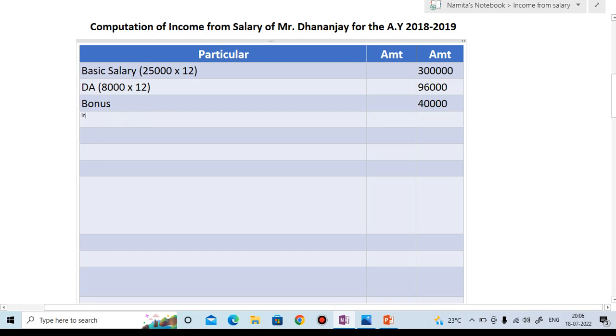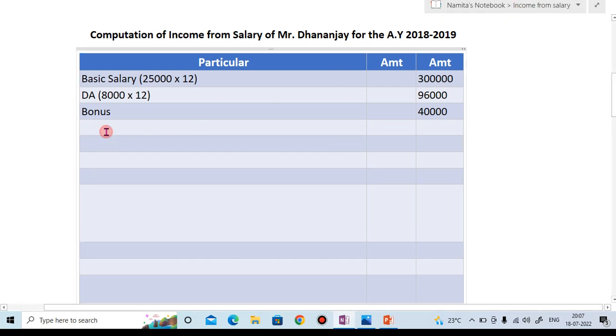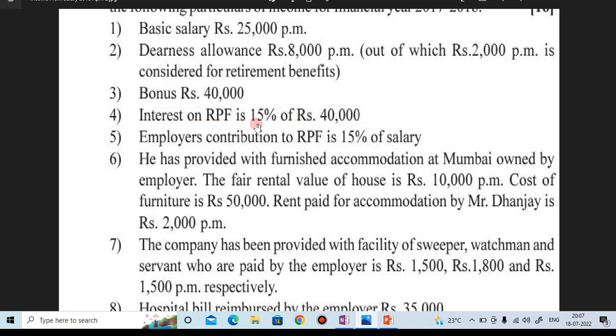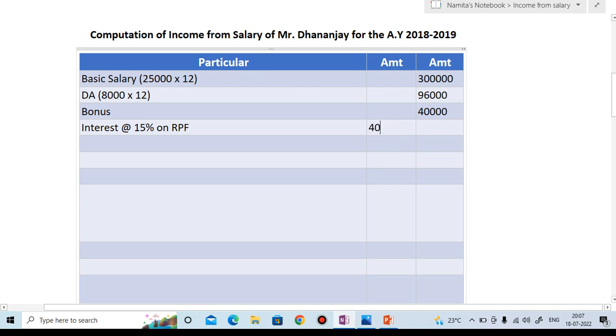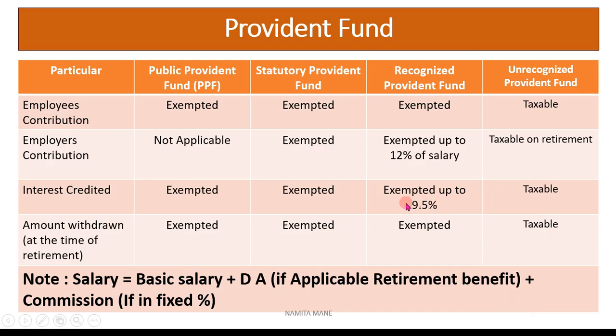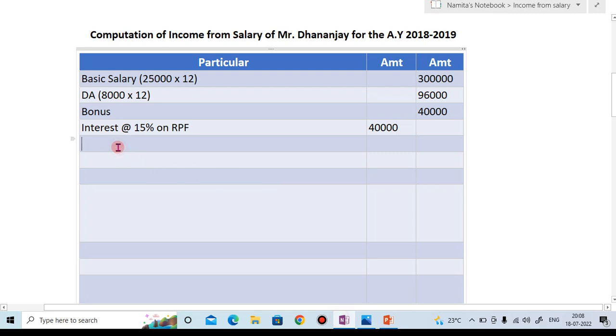Interest at 15% on RPF. How much is the amount? Interest on RPF 15% of how much? 40,000. So write in the inner column 40,000. Now how much is exempted? Interest is exempted up to 9.5%. So less exempted. For exempted you will write 40,000 divided by 15 multiplied by 9.5.